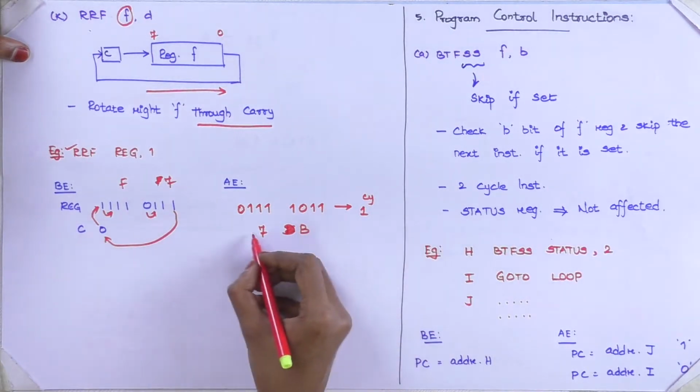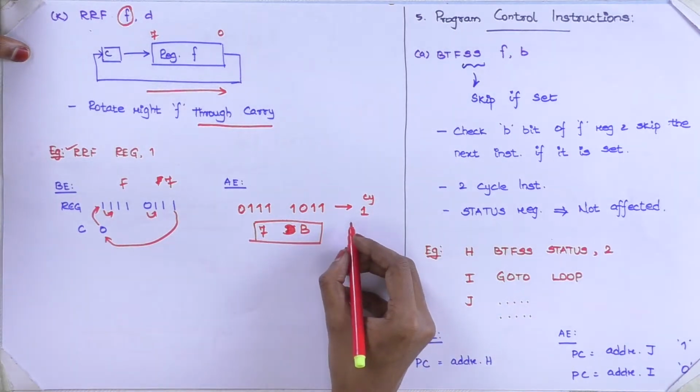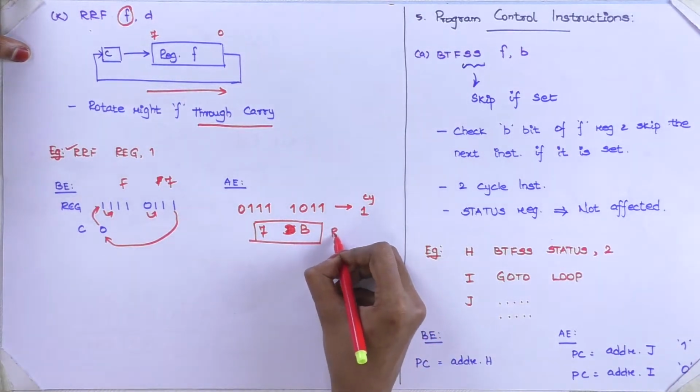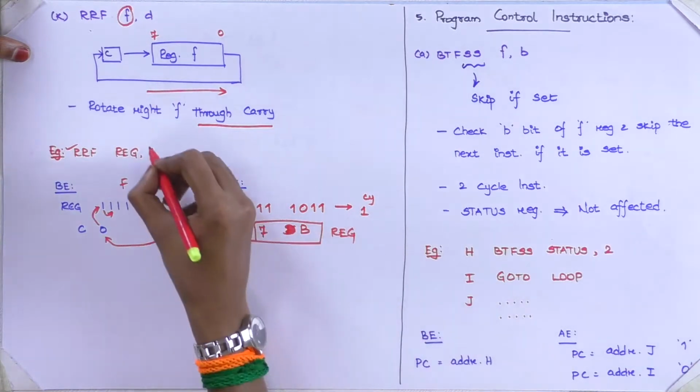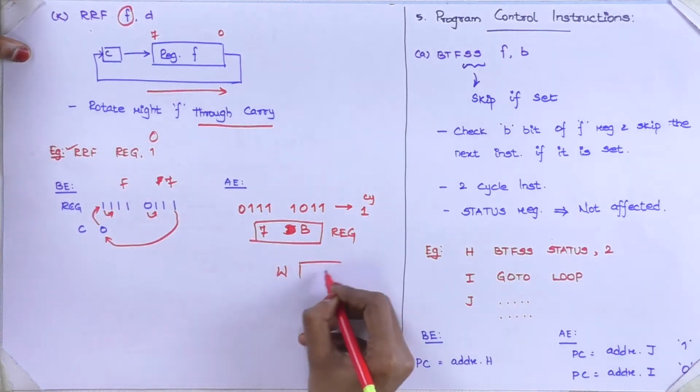B and carry is having the value of this. So this 7B will be stored in the REG register since I have given 1 here. So if I have given 0, this 7B will be stored in the working register.